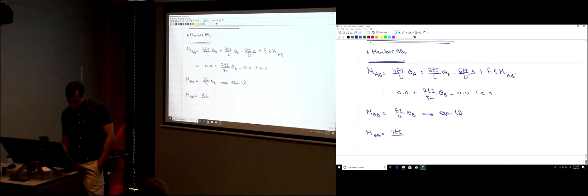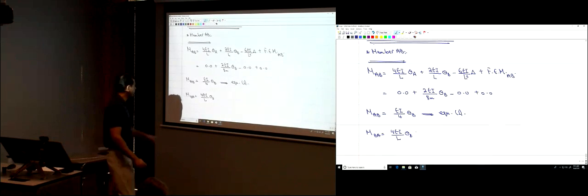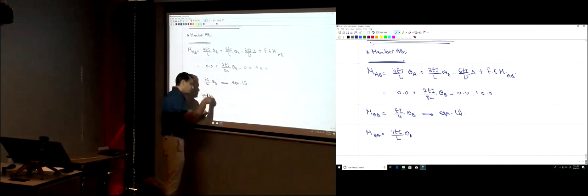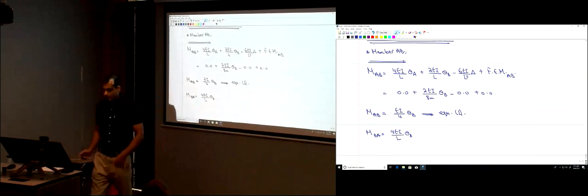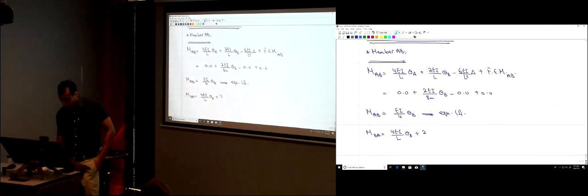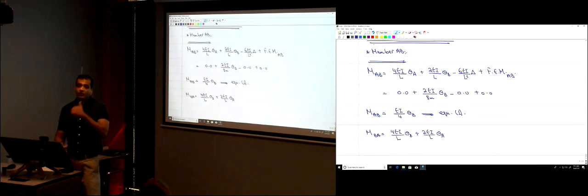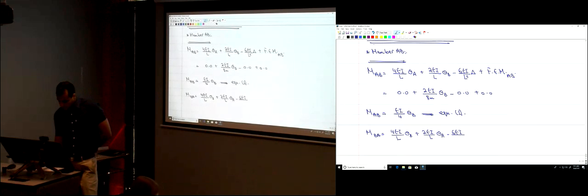4EI divided by L multiplied by theta B. I'm writing the equation at point B, so it's 4EI divided by L multiplied by theta B, plus 2EI divided by L multiplied by theta at the other end of the member, theta A, minus 6EI divided by L squared, delta, plus the fixed end moment, BA. I'm writing it at point B, that side of the member.